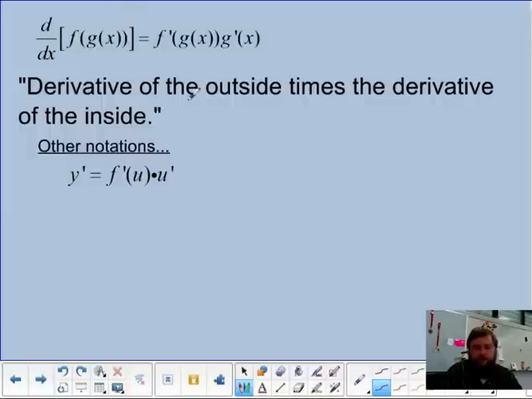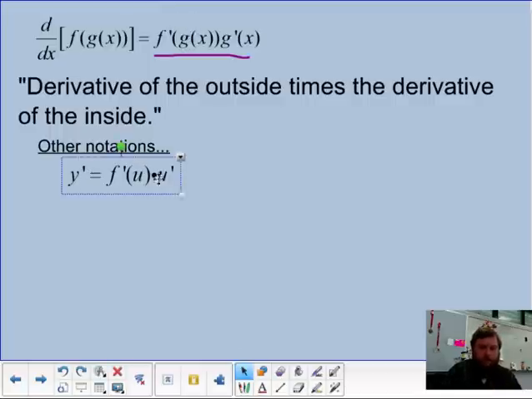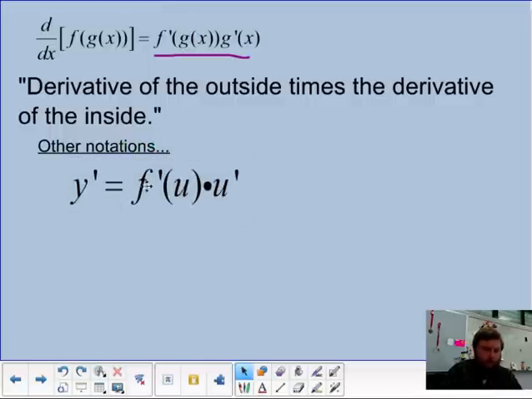One way to say that is the derivative of the outside times the derivative of the inside. I tend to use this more, so I just think of it that way. Another notation you might see, and I've seen pop up in the book, is y prime equals f prime of u times u prime. So the derivative of the outside function times the derivative of the inside function. Different notations mean the same thing.